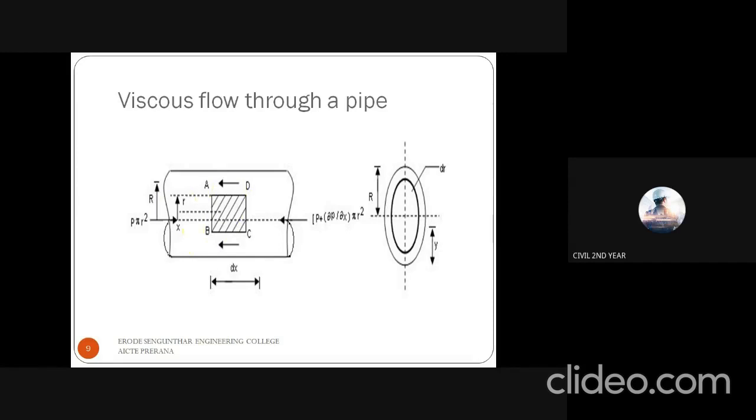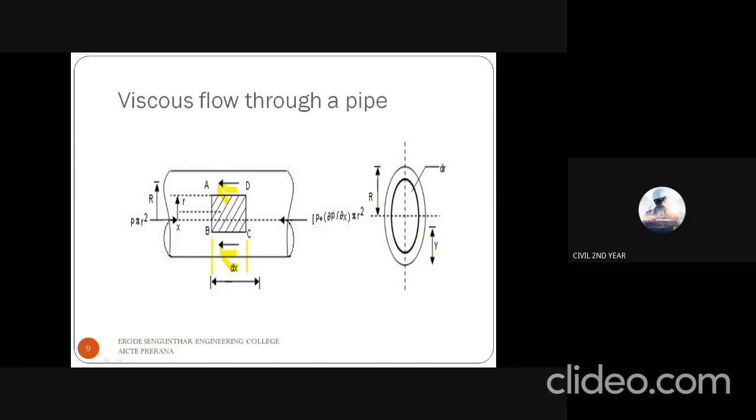On face AB, one force is applied, that is p pi r square. Then on the other face CD, some pressure difference is acting, p plus dou p by dou x into pi r square. We are considering two sections, section 1 and section 2, and there is a length difference, which we consider as dx. Then there is a shear stress acting here. So this is the schematic cross-section diagram for a circular pipe. When we see it from the cut section, it will be circular in shape.